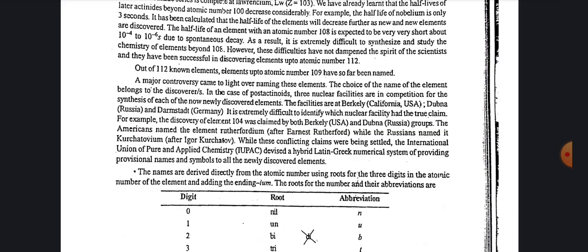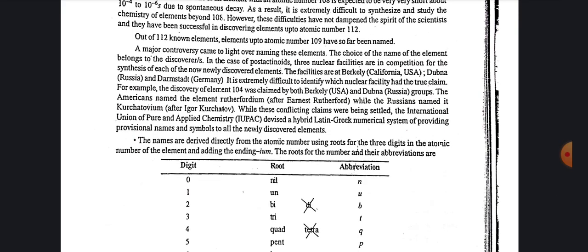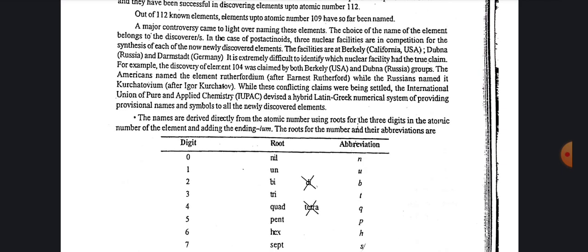Further, as new elements are discovered, the half-life of an element with an atomic number above 100 is expected to be very short, about 10 to the power of minus 4 to 10 to the power of minus 6 seconds, due to spontaneous decay. As a result, it is extremely difficult to synthesize and study the chemistry of elements beyond 108. However, these difficulties have not dampened the spirit of the scientists, and they have been successful in discovering elements up to atomic number 112. Out of 120 elements up to atomic number 109, we have so far been named.